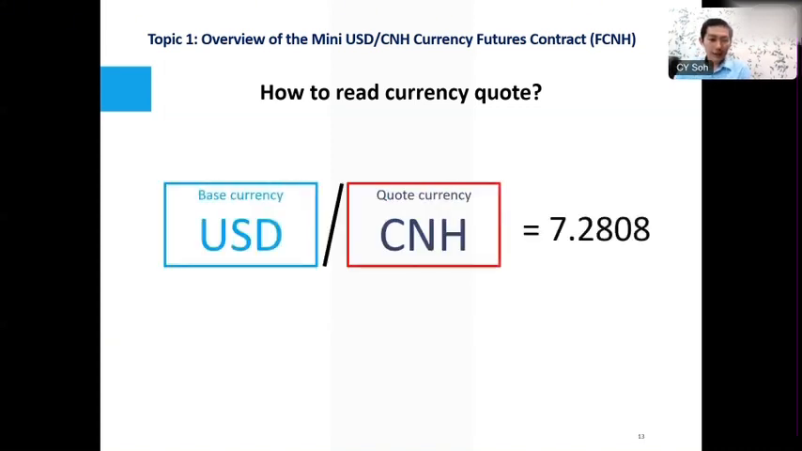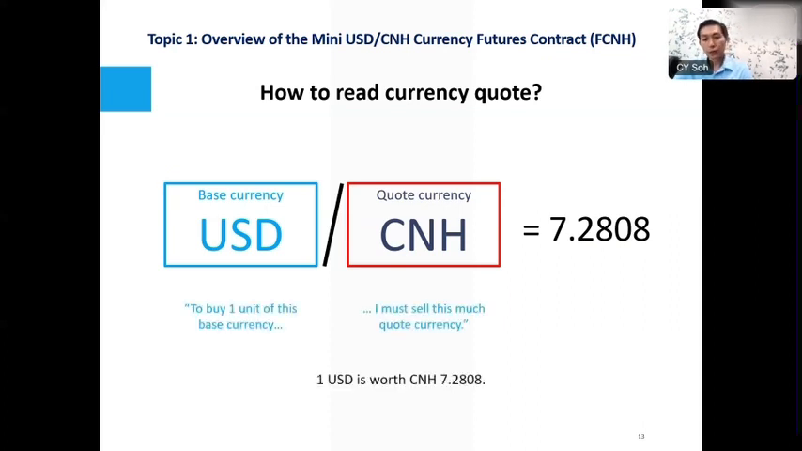All right. When we come to reading currency, there is always a two-part quote. One is the base currency, which is the front part, and the second part is the quote currency, and then there will be a value in it. So for example, when we mention buying a currency, in this case we are actually buying the base currency. So we are going to buy $1, and in other words, you need to sell 7.2808 CNH in order to get $1.